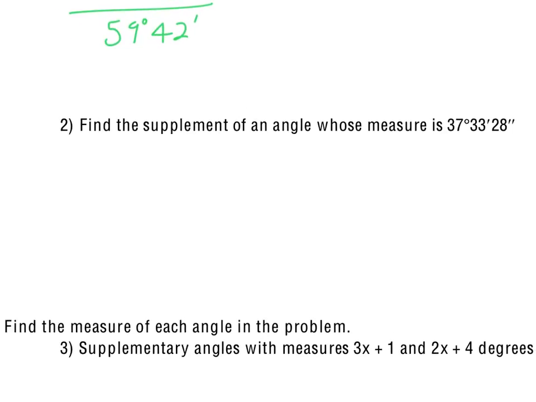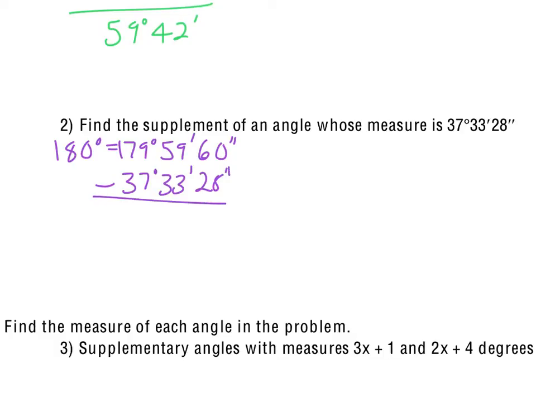Same sort of thing for number 2, except now we have degrees, minutes, and seconds, and we're talking supplementary angles. So again, key here to know that 180 degrees is the same as 179 degrees, 59 minutes, and 60 seconds. Again, I have to even borrow that minute, so I get seconds. Then I'm able to subtract the 37 degrees, 33 minutes, and 28 seconds from there in order to get my supplement, which is 143 degrees, 26 minutes, 32 seconds. Again, if we add those together, we get a total of 180.